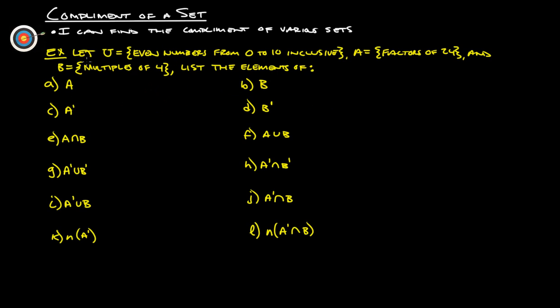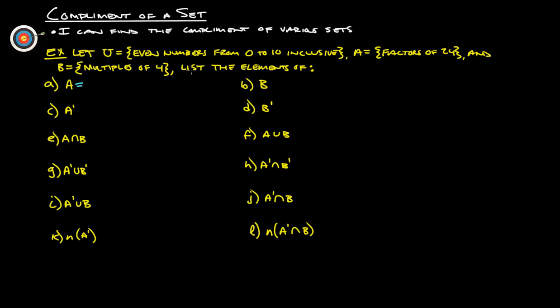For example, let U, our universal set, be the even numbers from 0 to 10 inclusive. So those are the only numbers that we care about. A are the factors of 24, and B are the multiples of 4. List all the elements of, and then we've got all these different things here. So A is going to be all the elements of A.